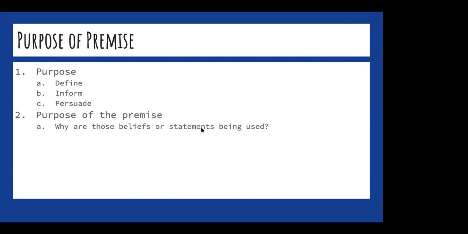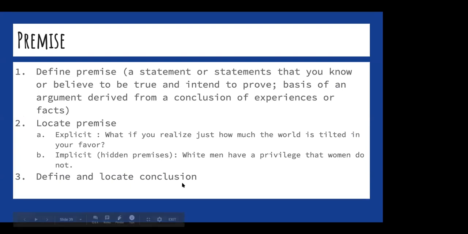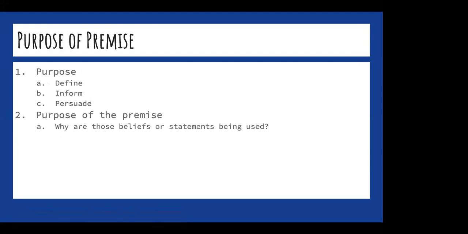Okay. All right. So once you determine the premise, then you have to determine what the purpose is. So if you think about this particular argument, in the chat box, what do you think was the purpose of him telling us about this premise? What do you think was the purpose of him saying, what if you realize just how much the world is tilted in your favor? What is he trying to do? What is his whole goal in this argument, or her whole goal in this argument? What is she trying to do?